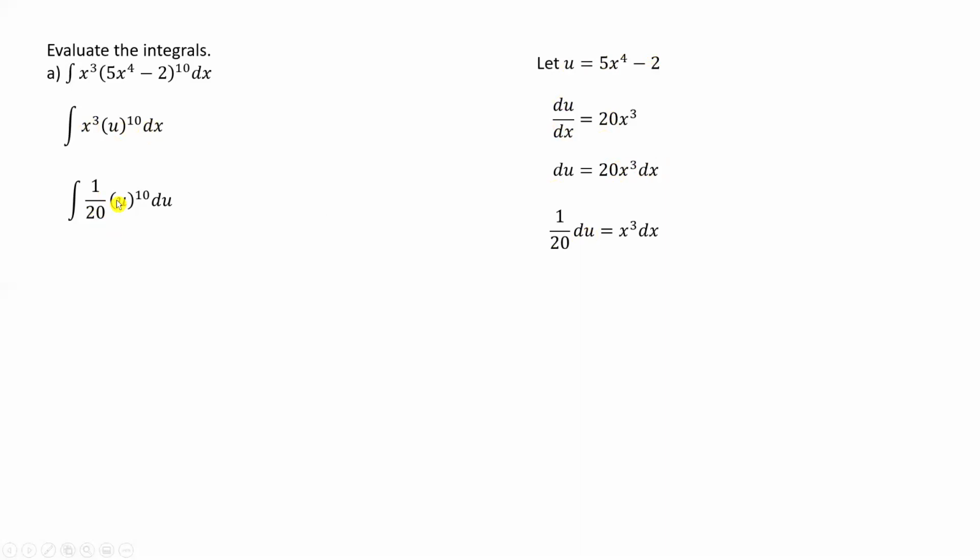Now it's in the form number, variable, exponent. Raise the power and divide by the new power, and then clean it up. Instead of u, we have 5x to the 4 minus 2, and instead of 20 times 11, that's 220. If you're unconvinced, take the derivative. The derivative, bring down the 11, leave the bracket alone, lower the power to 10, and then multiply by the derivative of what's inside, 20x cubed. And the numbers would be an 11 and a 20. That would eliminate the 220, and you'd get exactly what you started with.